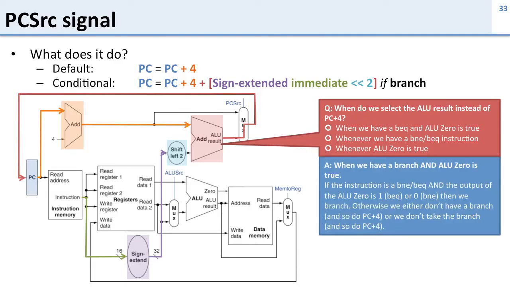So we do this only when we have a branch instruction and ALU 0 is true. So if we have branch equal, that means we branch if they're equal. And so if ALU 0 is true, that means they are equal. And in that case, we're going to select the branch address. If we don't have a branch instruction, or they're not equal, we're going to do just the regular PC plus 4. And remember, this is the opposite for branch not equal. So for branch not equal, we're going to do the branch if ALU 0 is not true. That is, if the values are not the same.